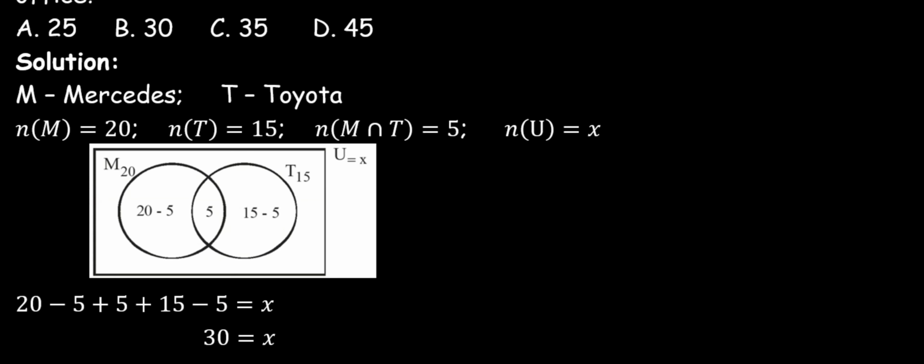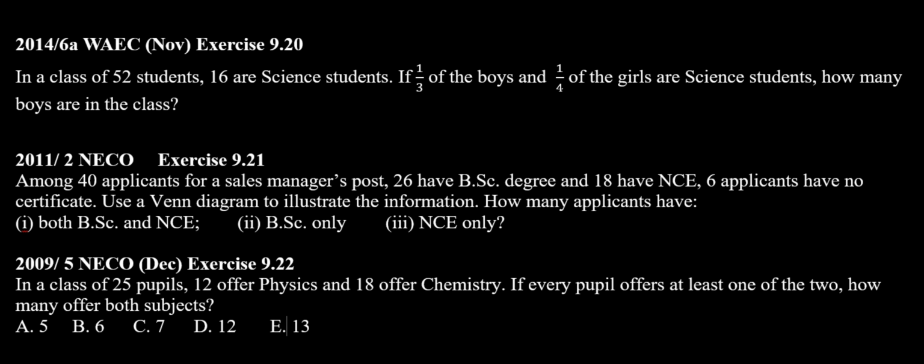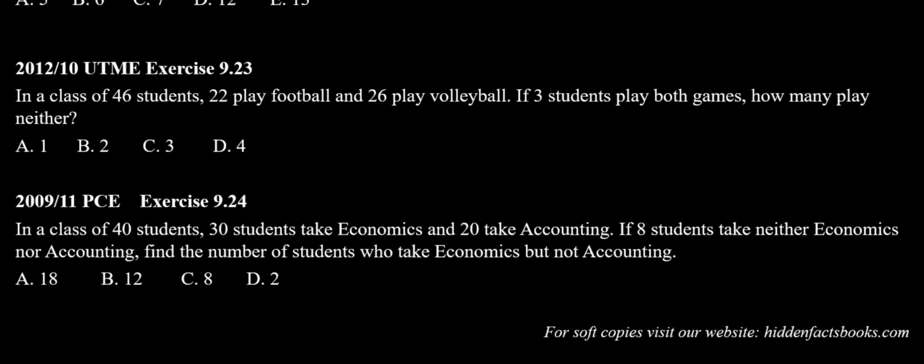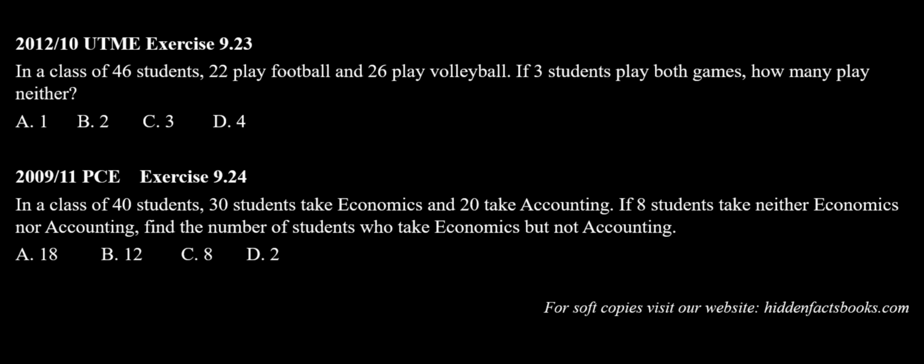We've come to the end of the teaching today on two subset Venn diagram illustrations to solve problems. Next, we have some exercises that are given on page 141 of the Hidden Fact in SSCE Mathematics. Please try your hands on the exercises. The answers are given at the answer section of the book, either in the hard copy or the soft copy displayed at the bottom of the screen.